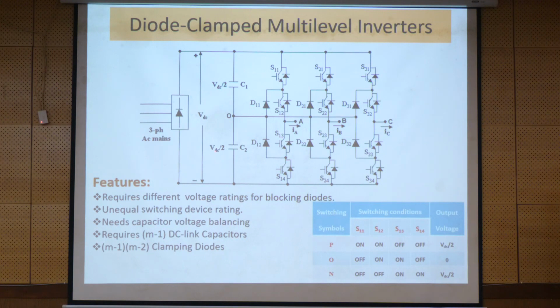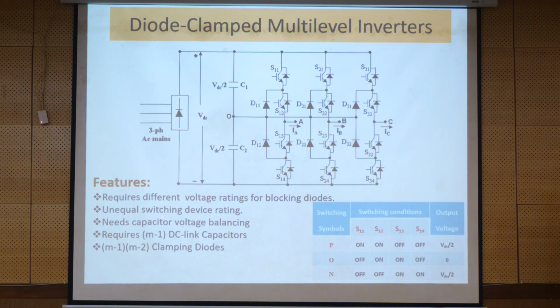This one is meant for the 3-level, where we are going to make use of 4 switches. 4 switches multiplied by 3 phases gives 12 switches that we are going to use, and then clamping diodes for each leg, this D11, D12, and DC link capacitors. 2 DC link capacitors are required.